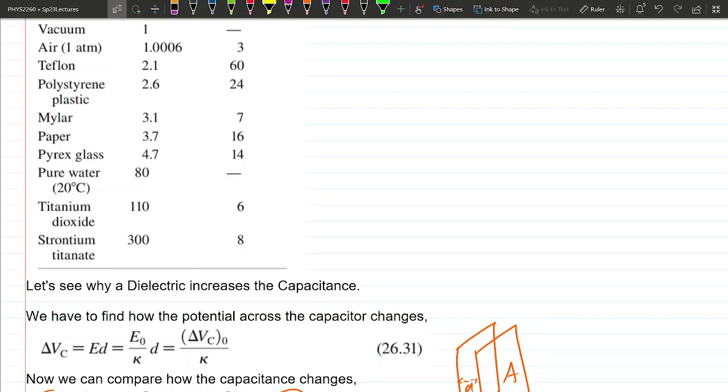So why do you think water is actually bad for electronics? Anyone want to tell me? When you think about water, do you think of it as an insulator or a conductor? It's a conductor. But for it to be a dielectric, it has to be an insulator, so the charges cannot move between the two sides. So what's the difference between water and pure water? There's ions in it, yeah.